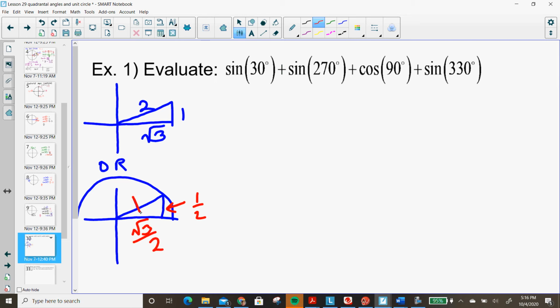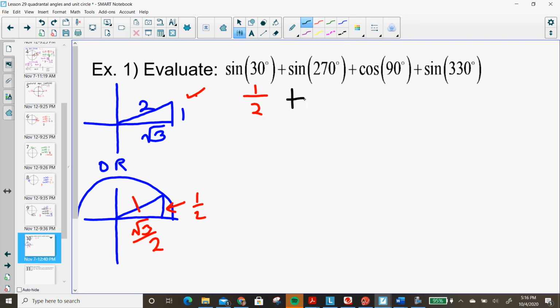Then when we want to get the sine of 30 degrees, we can either say opposite over hypotenuse from the top one is 1 over 2, or we can say from the bottom one, opposite over hypotenuse is a half over 1, which reduces to a half. Or we can say that the sine is simply the y-coordinate, which is positive 1/2, since we are in the first quadrant.